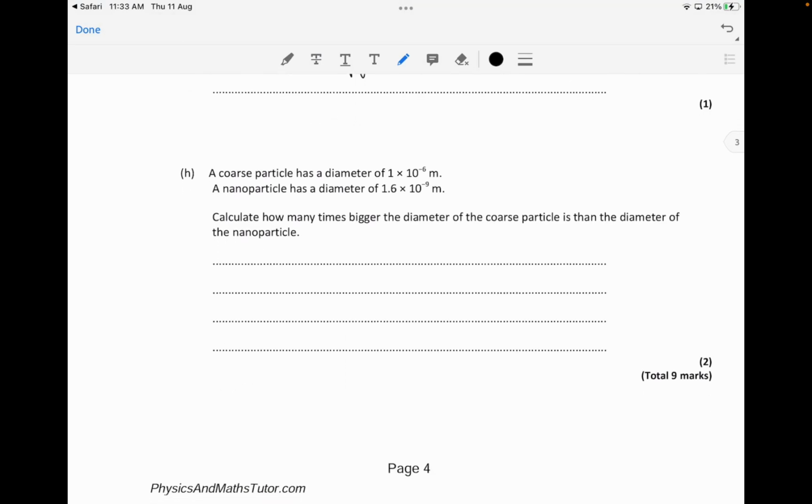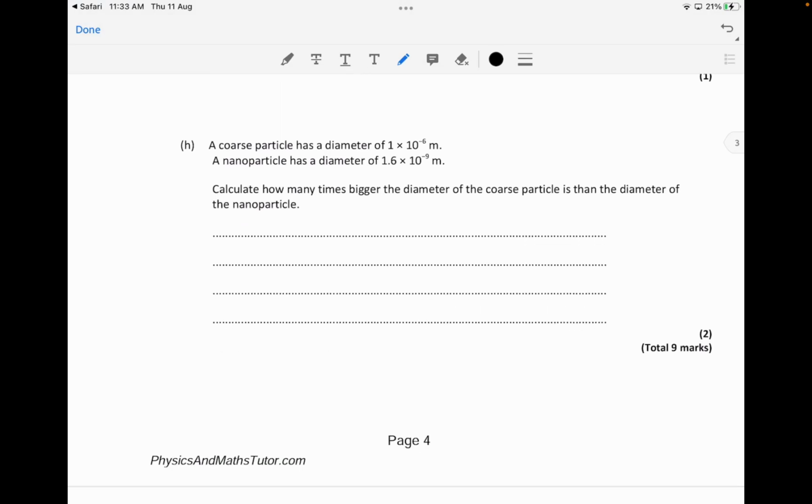Now, a coarse particle has a diameter of about, let's say, 1 × 10⁻⁶ meters. A nanoparticle has a diameter as well. Calculate how many times bigger the diameter of the coarse particle is than the diameter of the nanoparticle. So they're asking us how many times this is bigger.